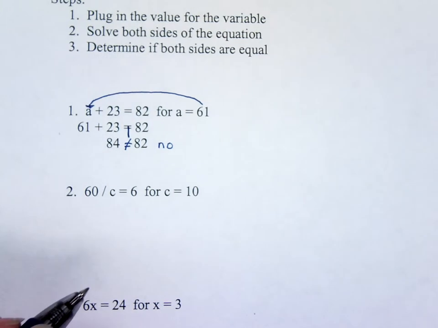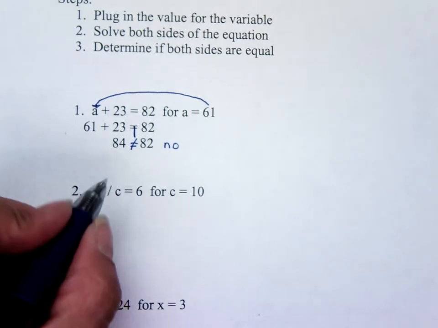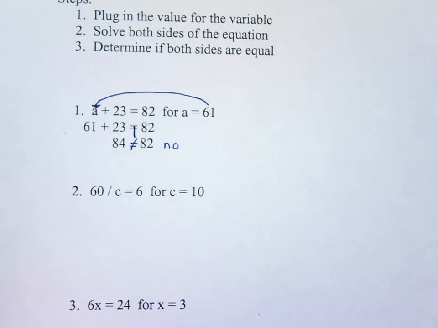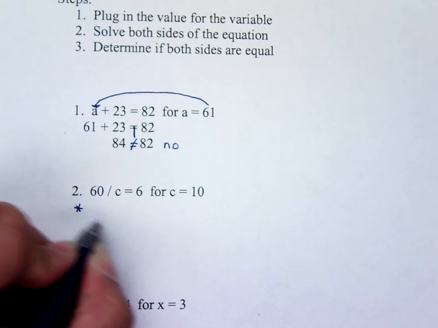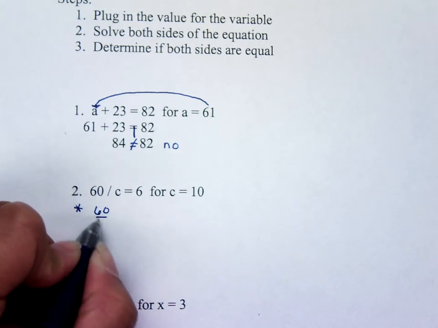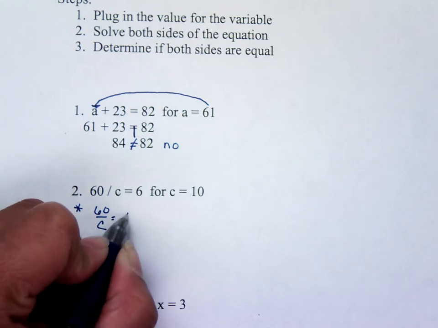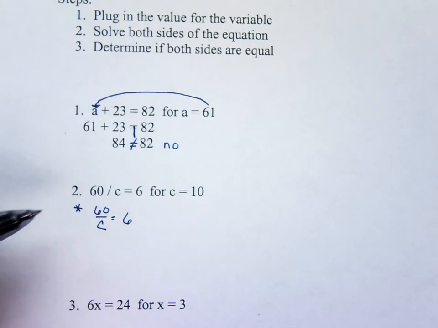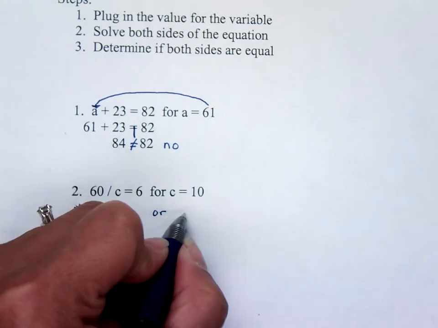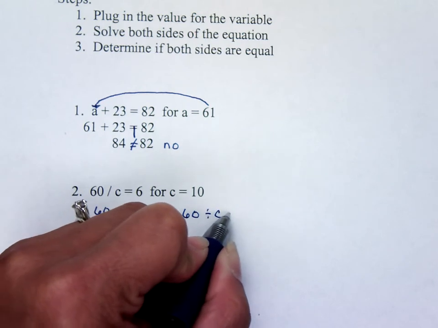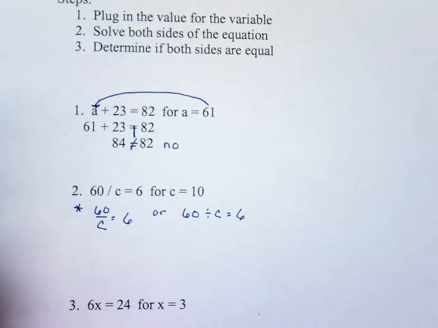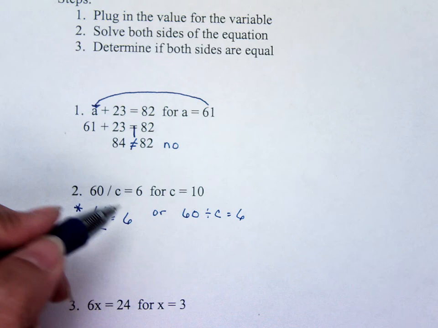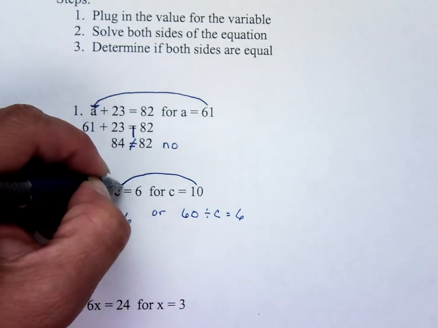Let's look at number 2. Number 2 is a division problem. So it is 60 divided by C is equal to 6, for C is equal to 10. Most of the time in algebra, and this is the way I want you to see, and you're going to see it in all your algebra problems, so I want you to get used to seeing it this way: 60 divided by C is equal to 6. Or most of you guys would probably write it differently. We want you to get out of this habit, but this is the one that we want you to remember.